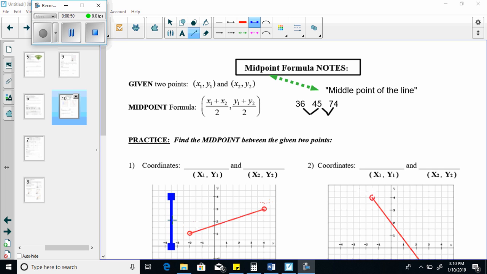Okay, but when we have a diagonal, kind of like what happened to us with the Pythagorean theorem, we can't just count, right? We don't have an even count. We can estimate, but we need an exact number. So we come up with this formula. Now this formula comes from somewhere. I don't want you to just memorize it. It's a lot easier if you understand what the midpoint formula means and where it comes from.